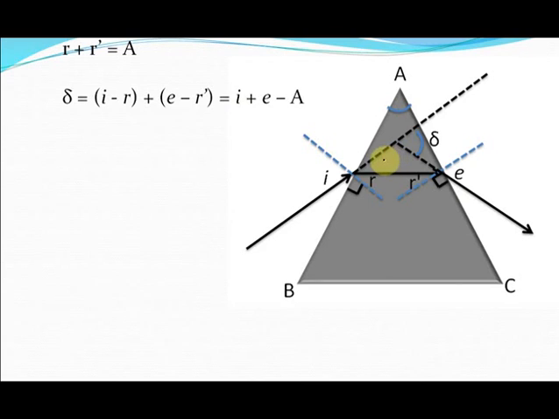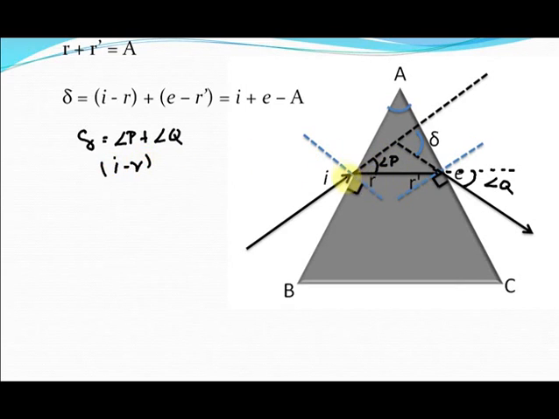If you look carefully, delta is clearly equal to this angle, let's say angle P, plus this angle, let's say angle Q. This is because after passing through the surface AB, the incident ray gets deviated by an angle P. It could have gone here, but it goes like this. Similarly, after passing through the surface AC, this ray gets deviated by an angle Q, because it could have gone like this, but it goes like this. So clearly delta is equal to angle P plus angle Q. Now what is angle P? Clearly angle P is I minus R.